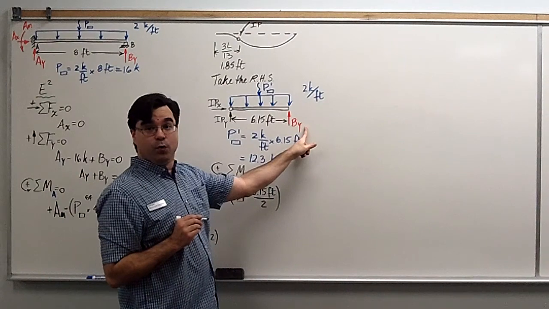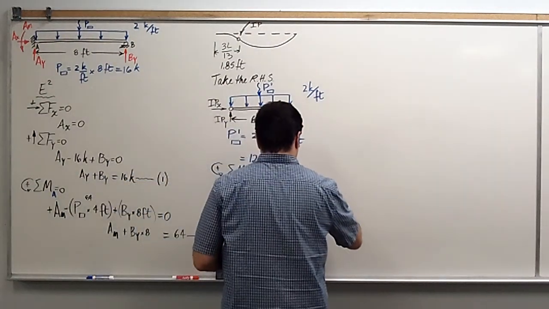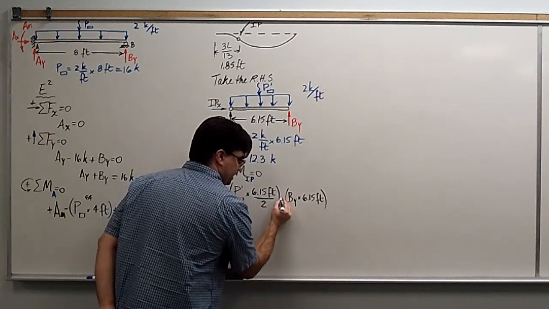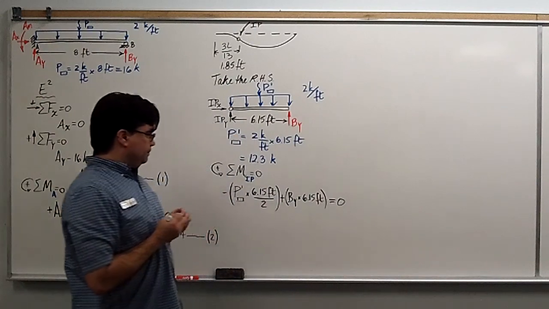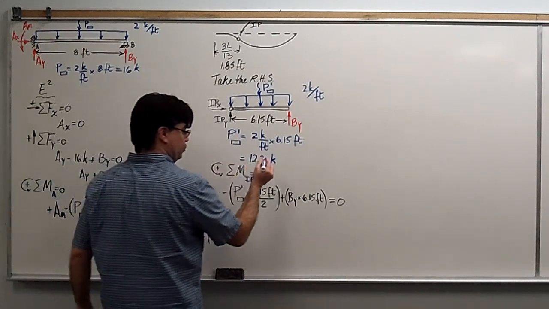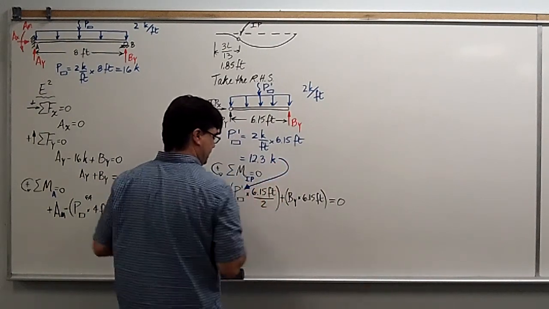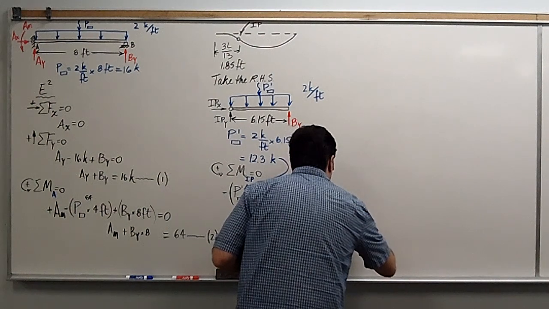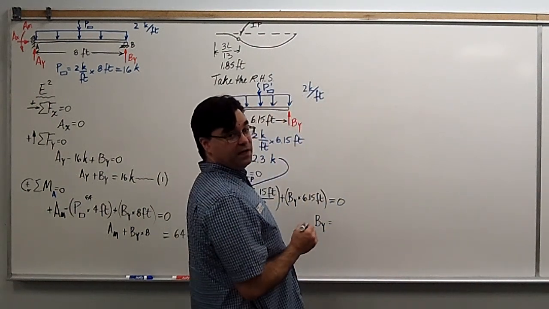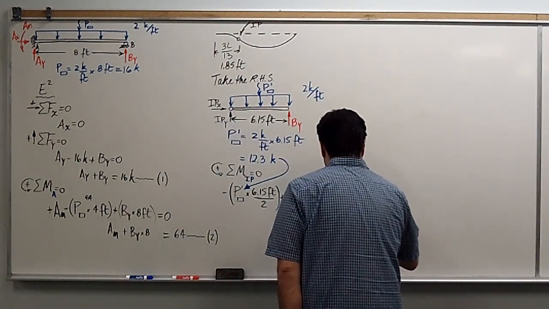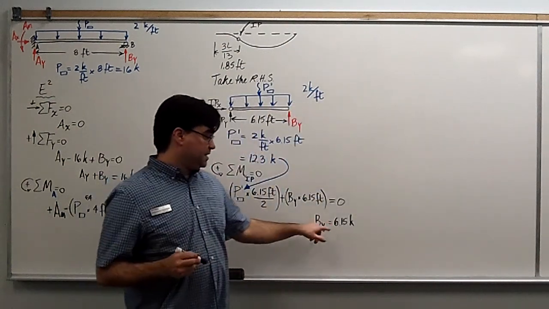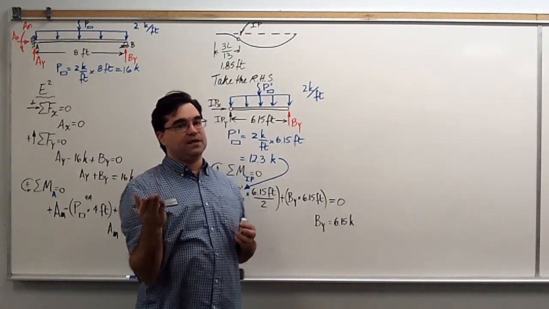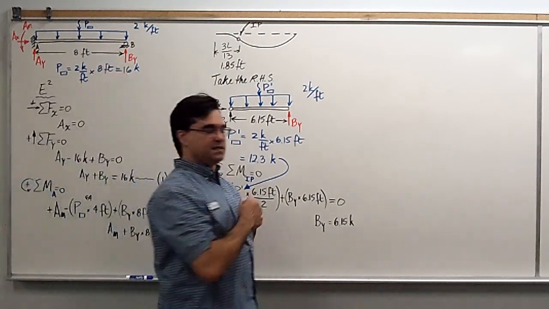And the last one is this one here, By, a vertical force times a horizontal distance. And this moment is positive. If I substitute the value of this equivalent point load in here and solve for By, I get that By is 6.15 kips. Because this answer is positive, that means that it's in the same direction as what I guessed in my free body diagram. In the free body diagram, I guessed that By was up. It means that this is up.